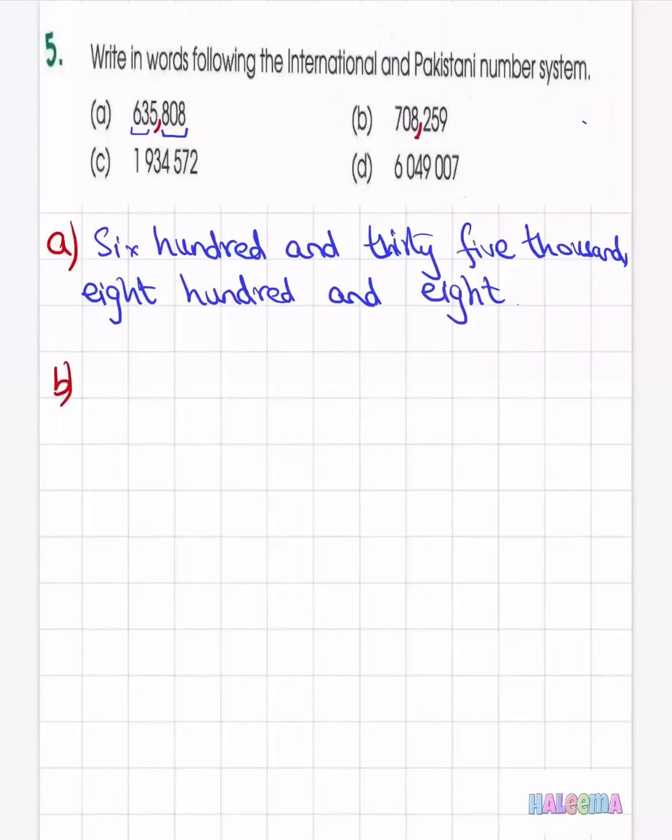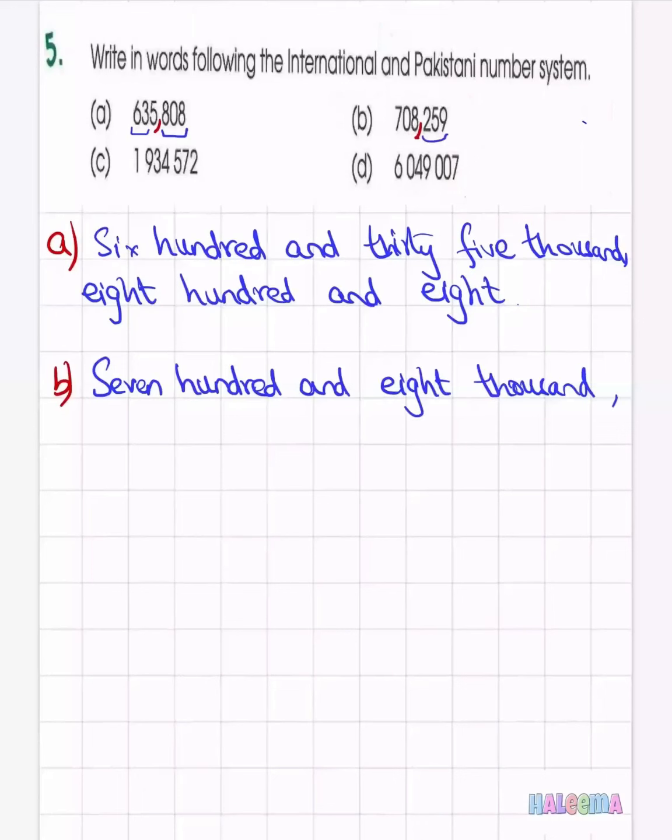Okay, let's write it down. Please repeat after me. 708,000. Now this part, 259. In the next one, let's divide the number again. It's 1,934,572. Let's write it down.